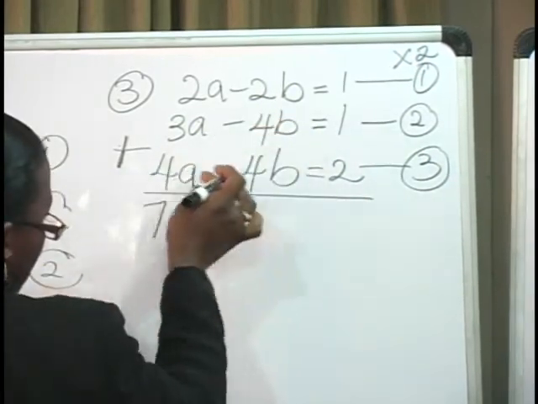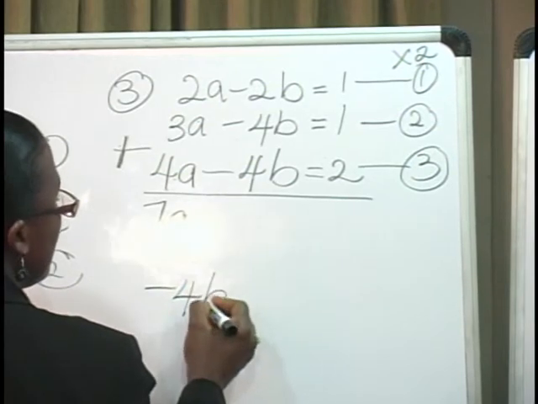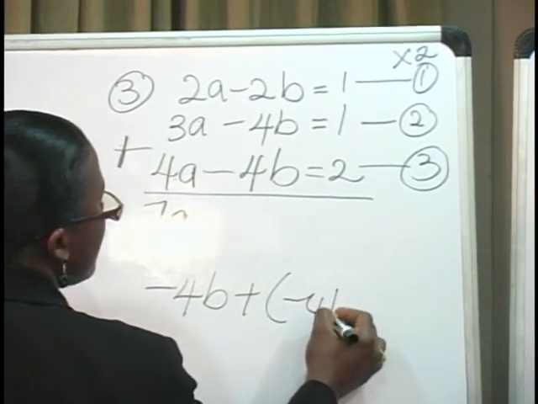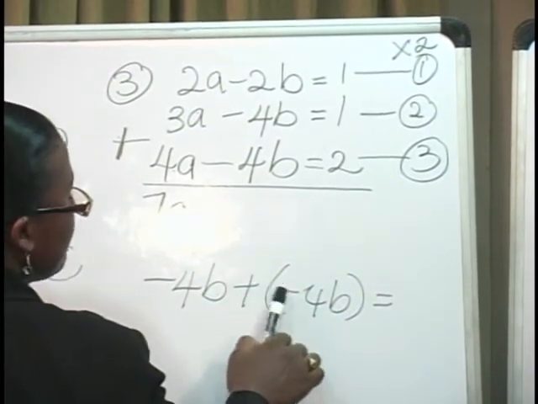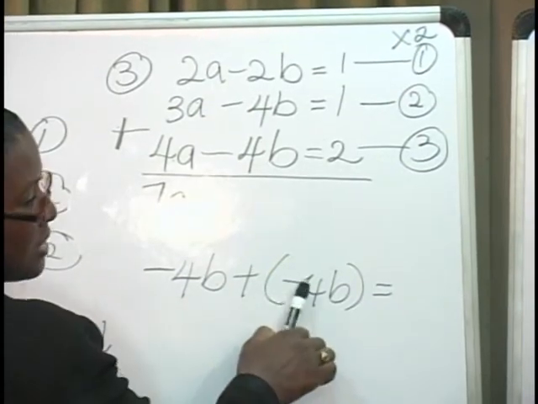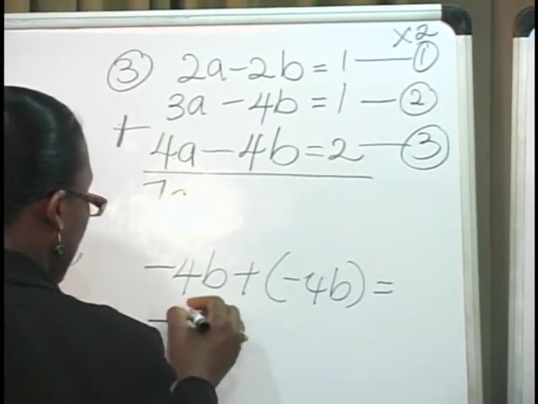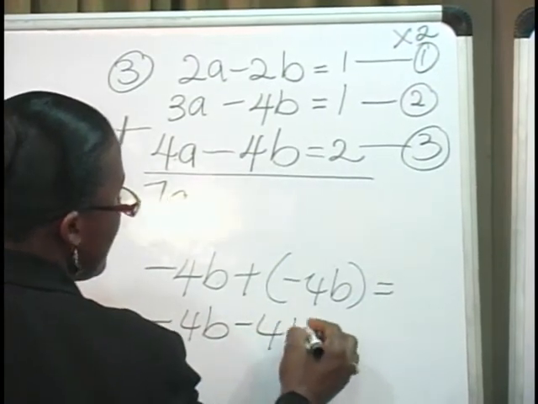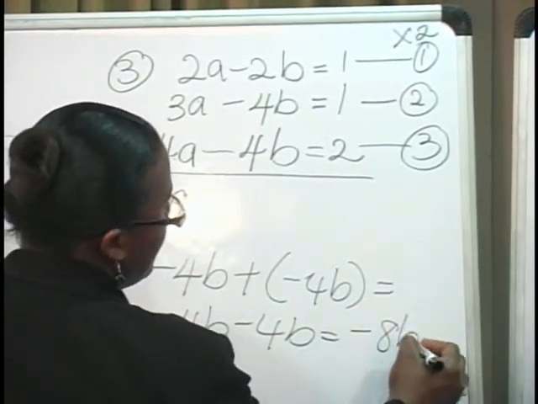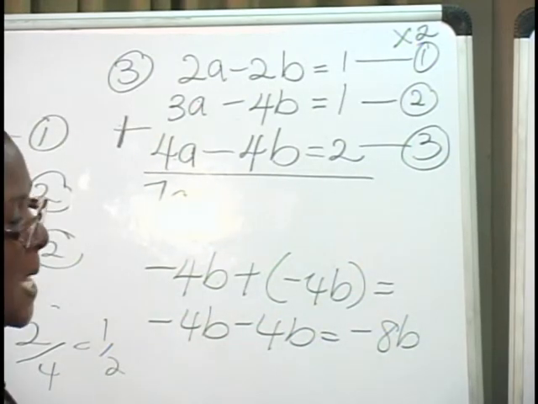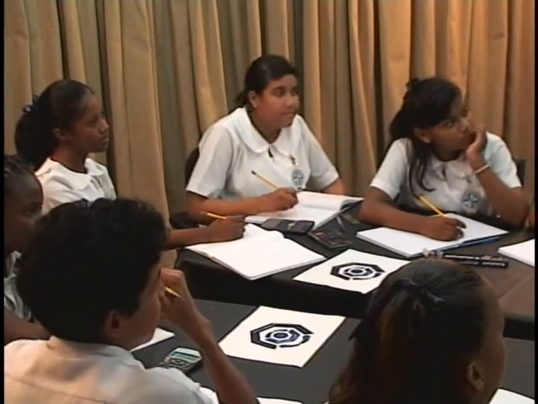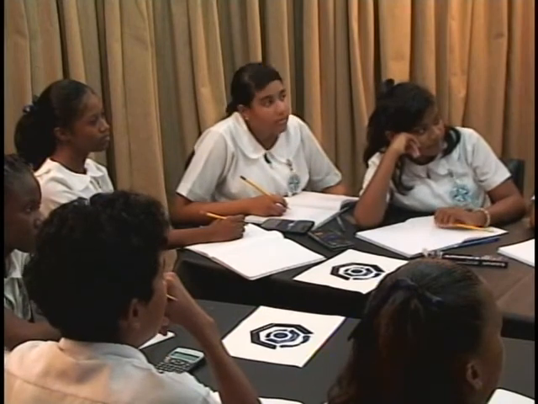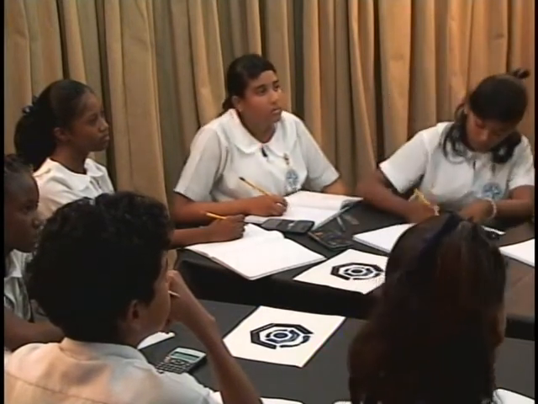So I'm going to write this down: a minus 4b plus a minus 4b. And what did that give me? When a minus and a minus accompany one another, which sign rules here? Minus. So we're going to have a minus 4b minus a 4b, and that would give us a minus 8b. So can we add? No, we can't add. So what should we do? We have to subtract. So the operation would be subtraction.